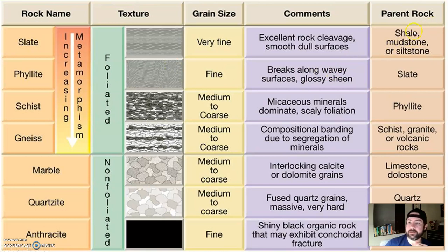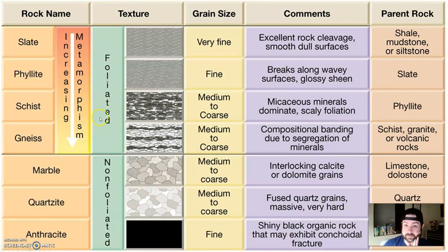So again, if I take shale or some other type of sedimentary rock like mudstone or siltstone, fine-grained sedimentary rock, and I apply heat and pressure, it becomes slate. Slate with more heat and pressure becomes phyllite. Phyllite with more heat and pressure becomes schist. Schist, or igneous rocks like granite and other volcanic igneous rocks, crystalline, phaneritic, visible crystal igneous rocks, apply heat and pressure, and then you get something called gneiss. So this is increasing metamorphism, and they all have foliated textures.